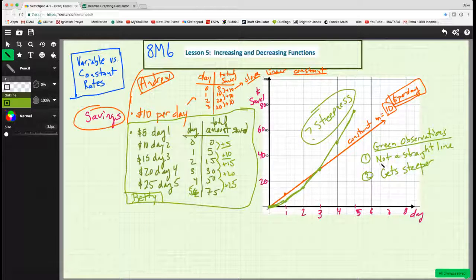Okay. So let's see if we can tie together these concepts, first of not a straight line and it getting steeper, with what we know to be true, and then make some generalizations. So first of all, it's not a straight line, so this is not linear.